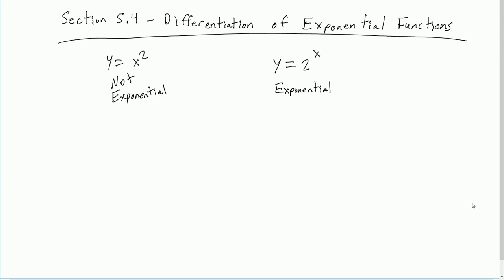We're going to look specifically at a certain type of exponential function: exponential functions that have a base of what we call e. So what's a base? Base is simply this number that's getting raised here. So in this case, the base is 2. In the first case over here, the base is x. Again, base means the number getting raised.